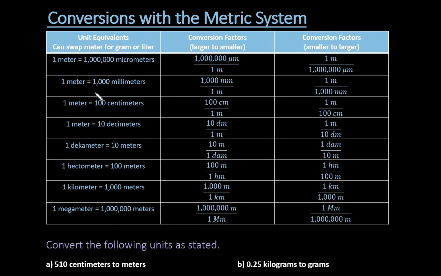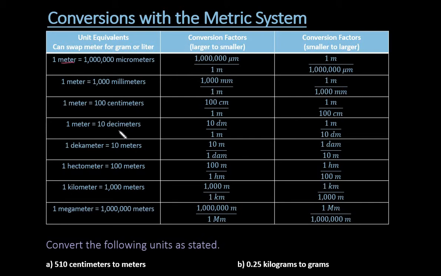Hi, for this video what I want to do is show you how to do conversions with the metric system. On this chart I have it laid out in terms of meters for all of the different conversions. So 1 meter is equal to 1,000,000 micrometers. 1 meter is also 1,000 millimeters. A meter is 100 centimeters and 10 decimeters.